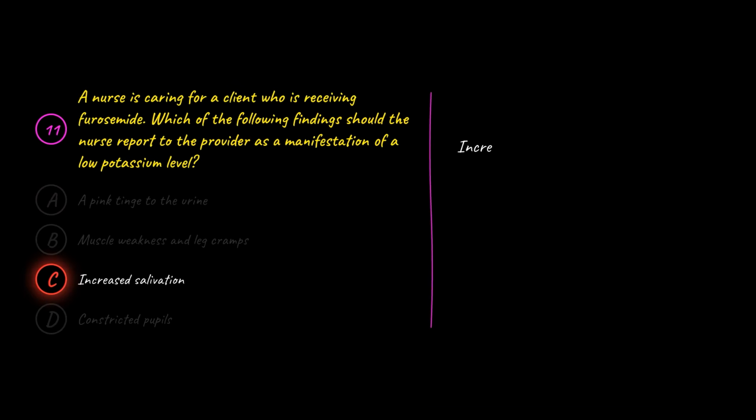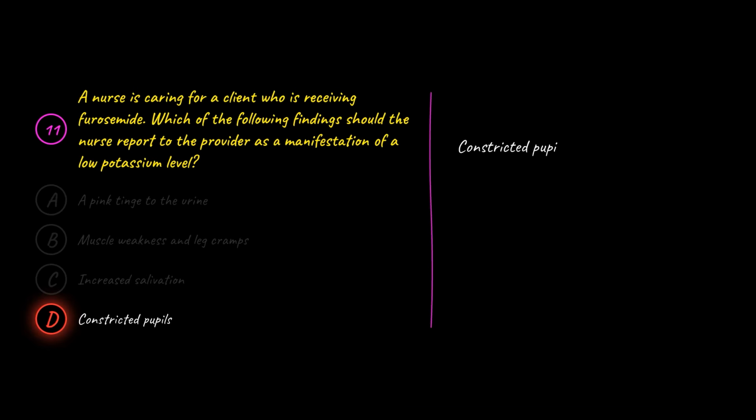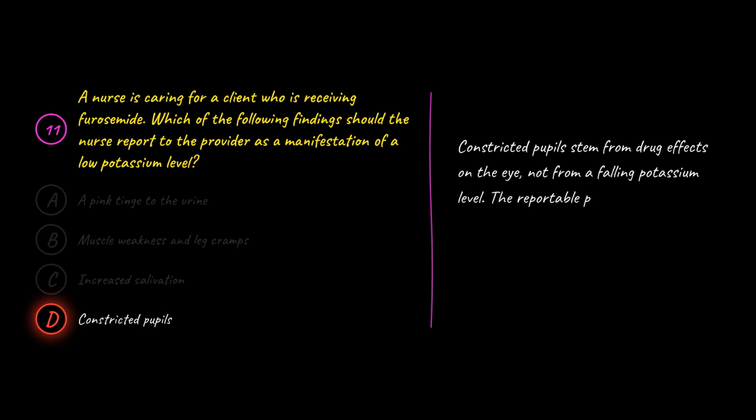C is wrong because increased salivation reflects cholinergic activity and has no link to potassium balance. Hypokalemia instead drains muscle strength and threatens the heart. So weakness and cramps, not extra saliva, are what prompt the nurse to call the provider. D is wrong because constricted pupils stem from drug effects on the eye, not from a falling potassium level. The reportable picture of hypokalemia centers on skeletal muscle complaints and rhythm disturbances, which pupil size does not reflect.